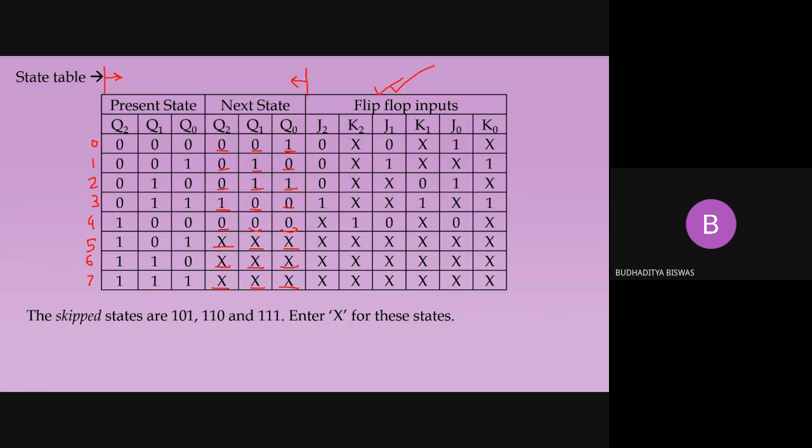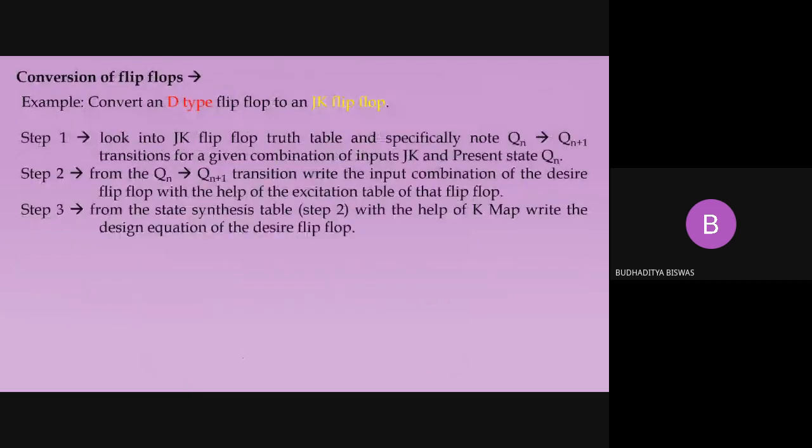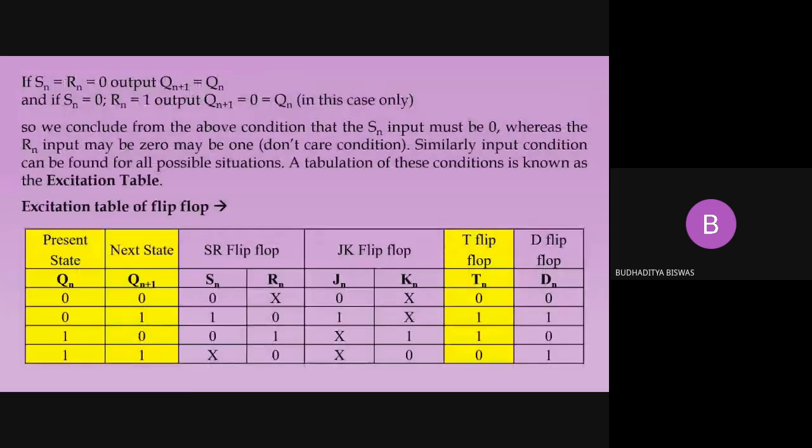Now, as I mentioned, the excitation table is the more important table for counter design or for the design of the digital circuit. Now, it's time to find the importance of the excitation table in the counter design. So for that, we go for the excitation table of the flip-flop. This is the excitation table, and my suggestion is that please note down the excitation table of the JK flip-flop.